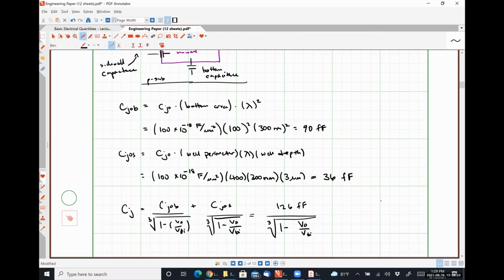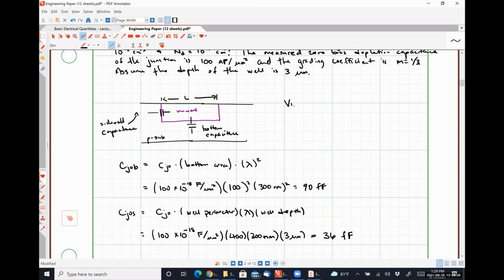Where our built-in voltage, I'm going to sneak that in up here, is kBT over q natural log NA ND over ni squared. Let's say it wasn't mentioned that we're at 300 degrees Kelvin, standard temperature. What's kBT over q? Yeah, 26 millivolts. That's our thermal voltage.